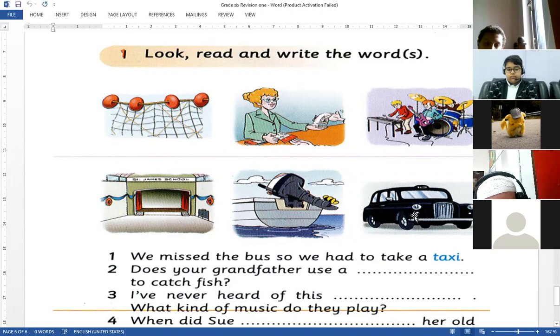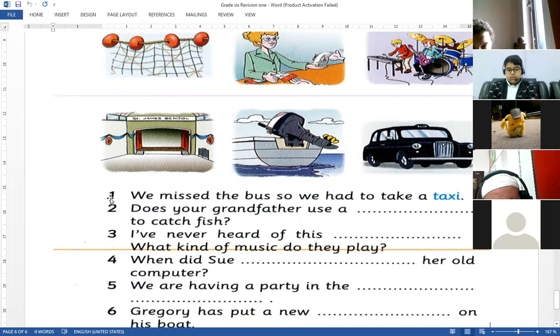Good. Now, when we read, we find that it is a taxi. Read number one. We missed the bus. So we had to take a taxi. Okay, now we had to take a taxi because we missed the bus. Number two, does your grandfather use a what to catch fish? What do you use to catch fish? Choose one from these. A net. He uses a net to catch fish.